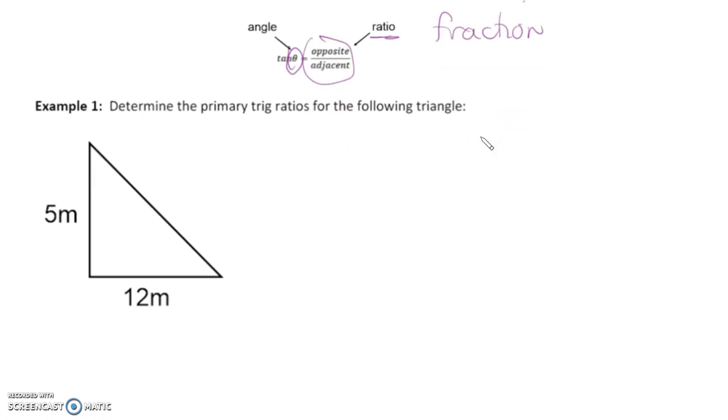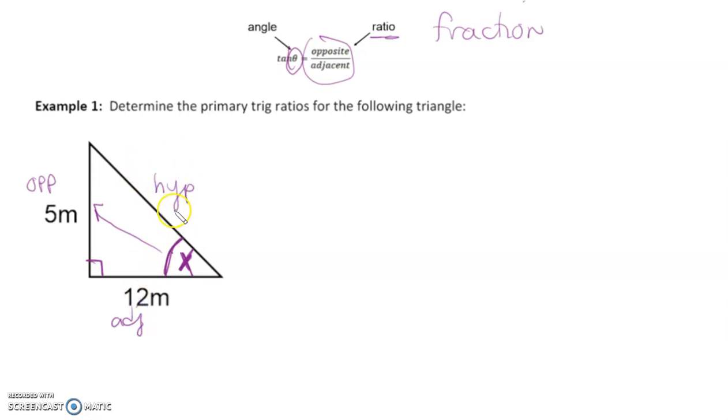Okay, I'm going to go ahead and show you hands-on how to determine the primary trig ratios for a triangle. Okay, it's not labeled, so we're going to label the x in this corner. Okay, relative to this x, this side is opposite. Okay, 90 degrees, this is adjacent. And the longest side is the hypotenuse.